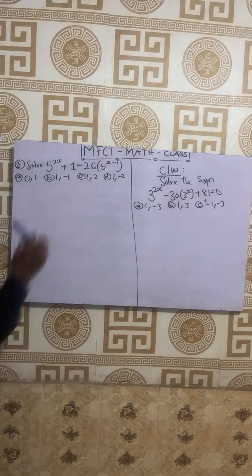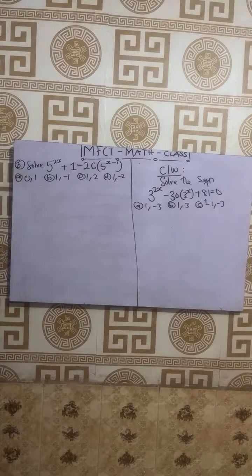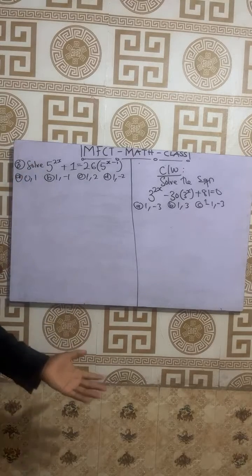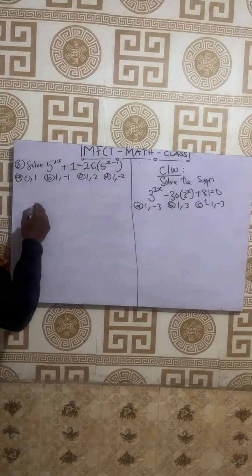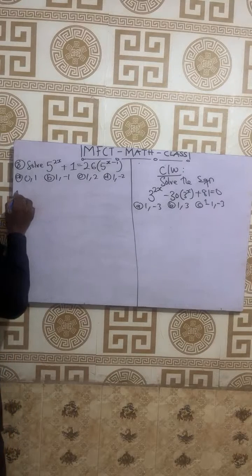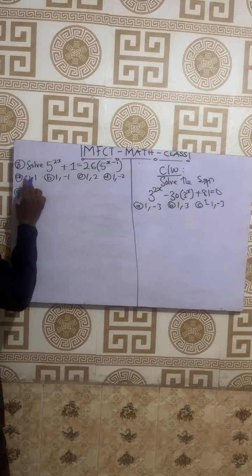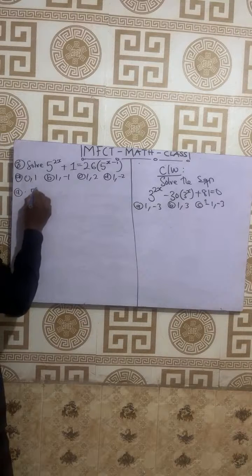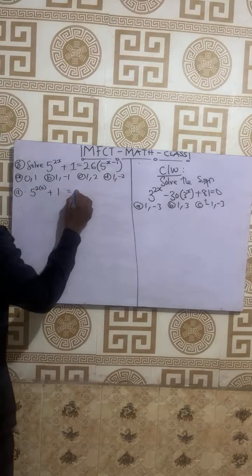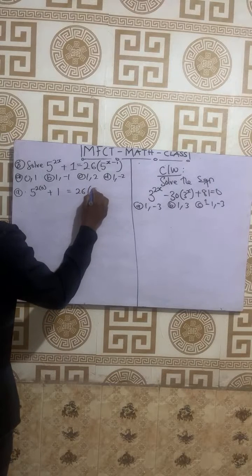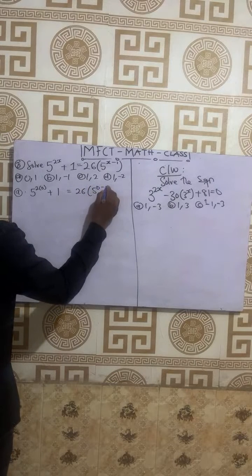So guys, let's do this. Let me start with option A. I want to check if option A is going to be correct. I don't need to use a calculator. I will just use my normal trick in getting my answer. For option A, I will first substitute x for 0. So that will be 5 raised to power 2 times 0 plus 1 equals 26, open bracket, 5 raised to power 0 minus 1.